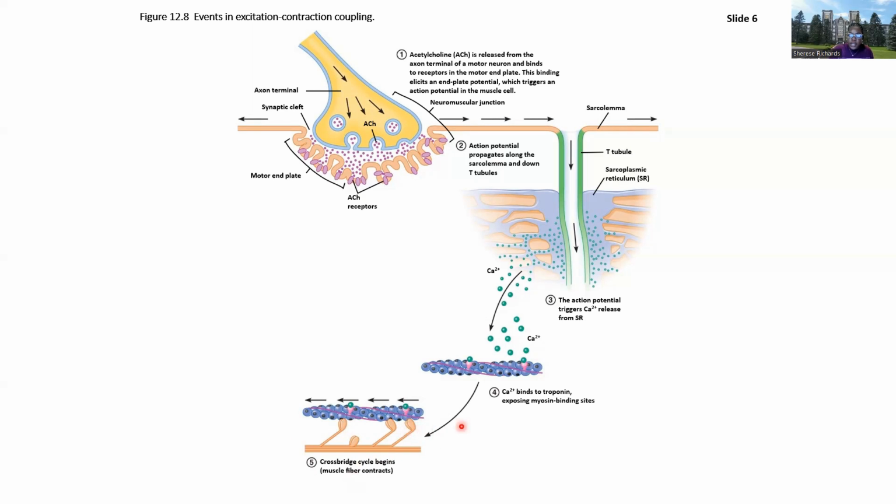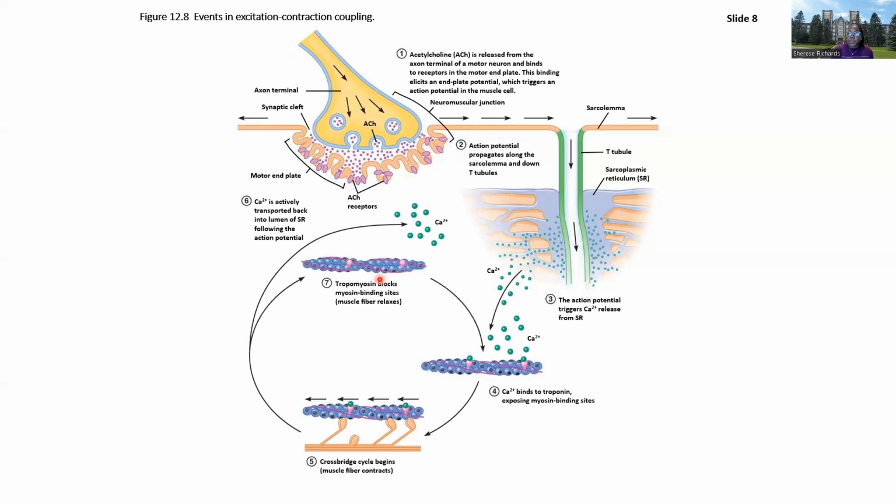And then it's going to result in the power stroke, right? That cross-bridge cycling process can occur. Now in order for the muscle contraction to be turned off, this is where calcium must leave the sarcoplasm. So calcium is actively pumped back into the sarcoplasmic reticulum, and that decreases the levels of calcium present in the sarcoplasm. And now the tropomyosin can cover up those binding sites because calcium is no longer bound to troponin.